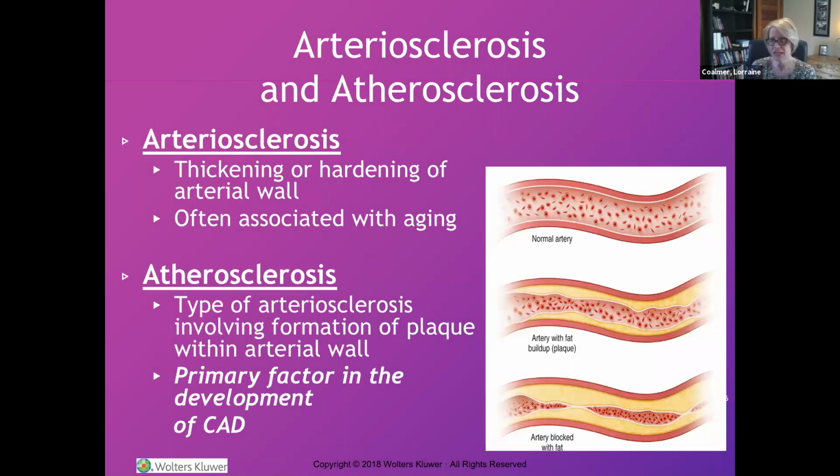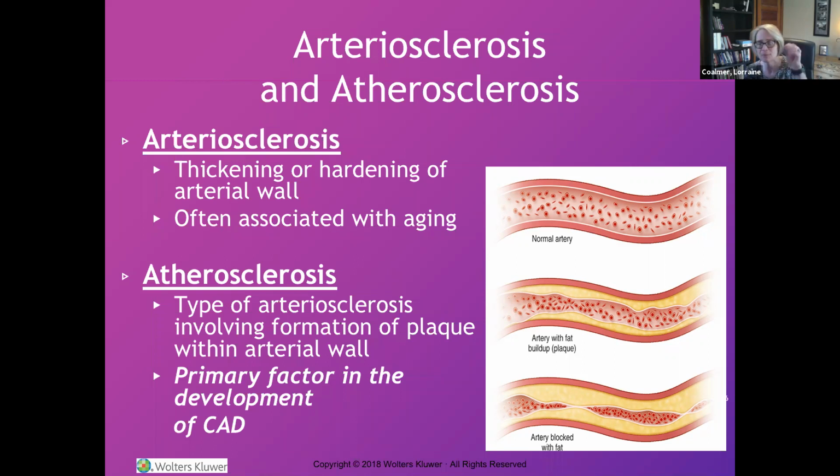So a couple definitions, and I am telling you right now, I am not going to ask you the definitions of these on a test question. This is background information. Please don't memorize. Arteriosclerosis: thickening or hardening of an arterial wall, often associated with aging. So it wouldn't be uncommon to see a 90-year-old with arteriosclerosis in their medical history, often associated with aging. Atherosclerosis is the formation of plaque within the arterial wall.